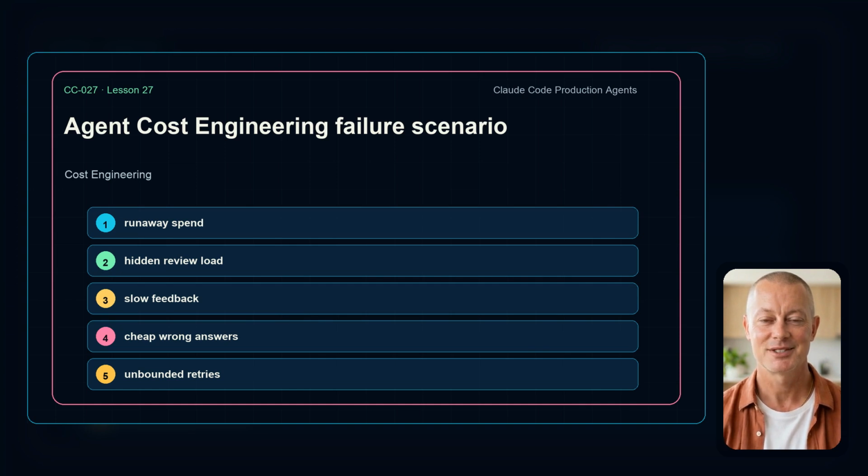Score the design against this rubric: token cost, runtime cost, review cost, rework cost, risk cost. A weak score does not mean the idea is useless. It means the workflow needs stronger boundaries before it becomes production work.